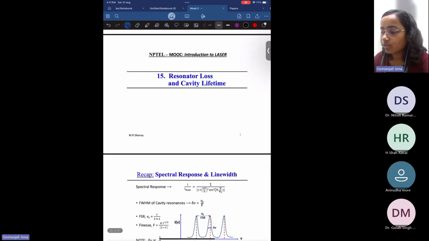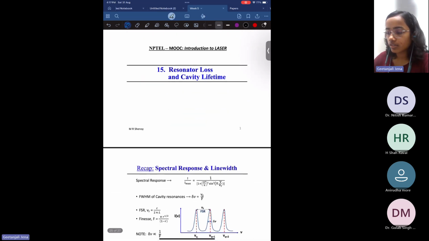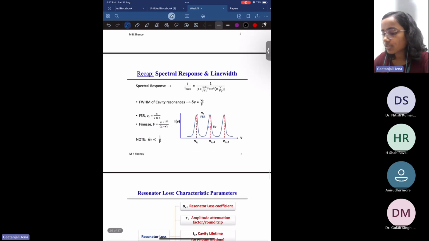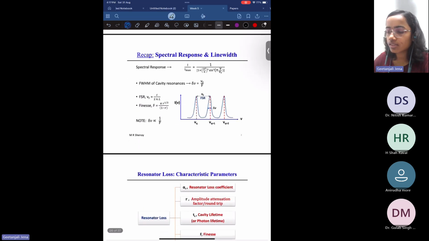So now we'll talk about resonator loss and cavity lifetime. These are some equations that we have gone through. That is the relation between I and I max, and the full width half maximum of the cavity resonance is delta nu, which is nu f by F. This formula you have to recall because it will be required.